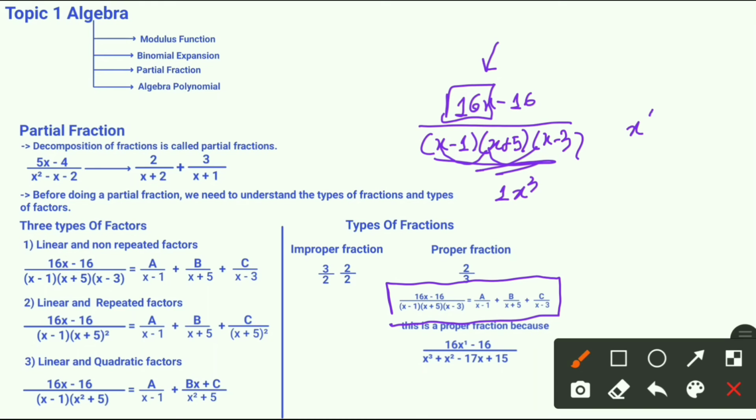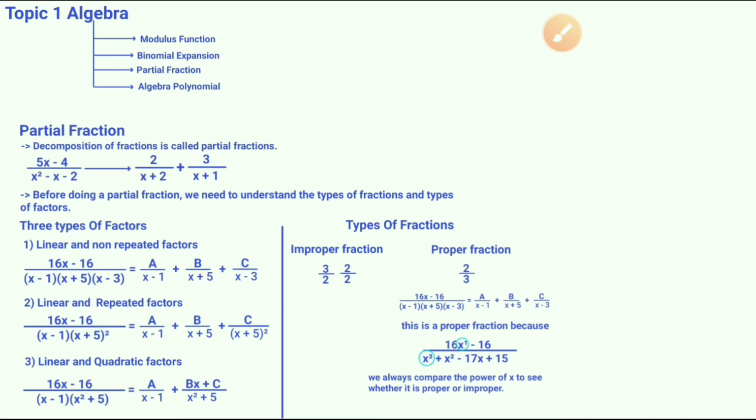We always try to see the coefficient. We always try to see this thing. Which means if you look at it, then it's a proper fraction. We always compare the power of x to see whether it is proper or improper. In this case, it is a proper fraction.